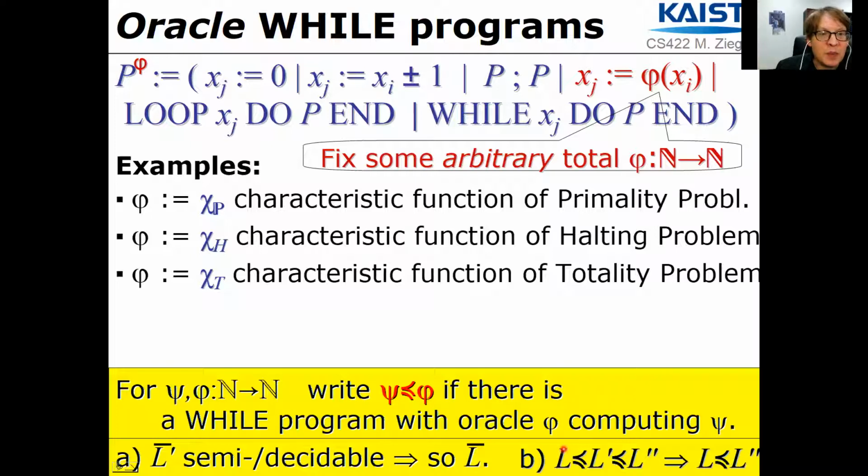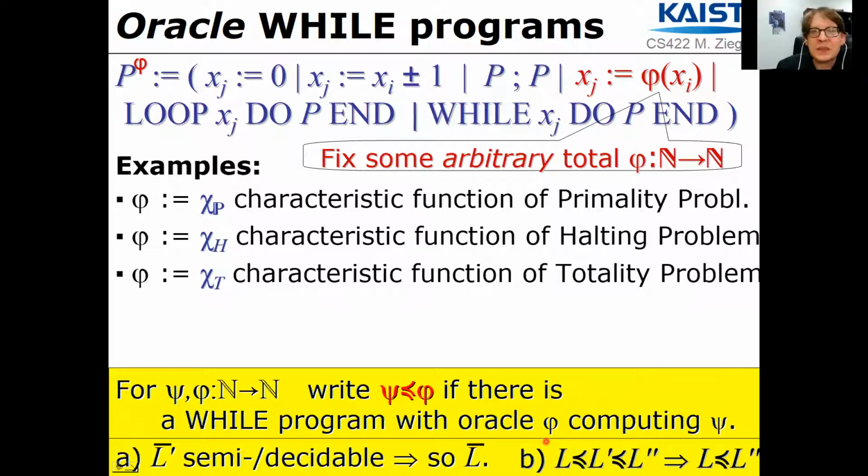So for two function problems, psi and phi, we say that psi is reducible to phi if there exists a while program with oracle phi, a function oracle, that is able to compute psi: on input x, output psi of x, using possibly one or several calls to this oracle phi, with pre, post, or intermediate processing. Anything is possible and allowed. So this is our new notion of reduction between function problems, as opposed to decision problems.